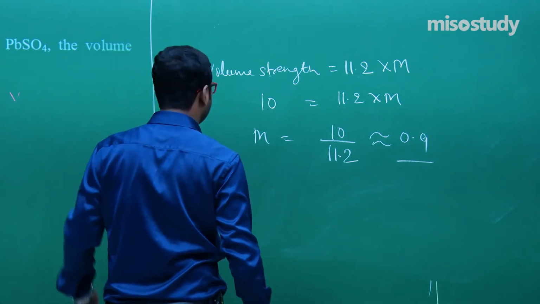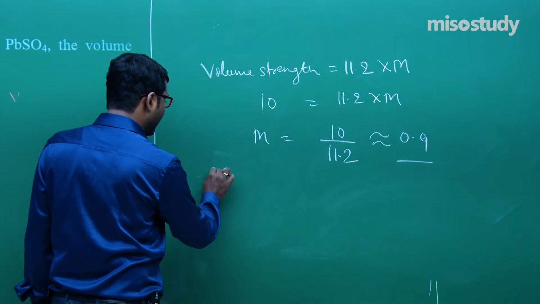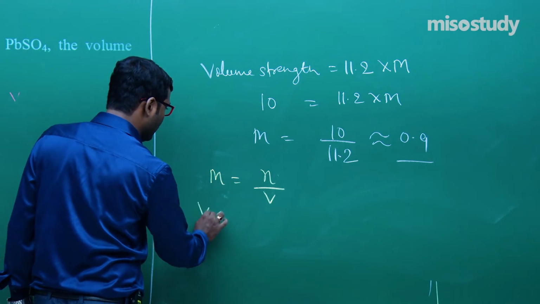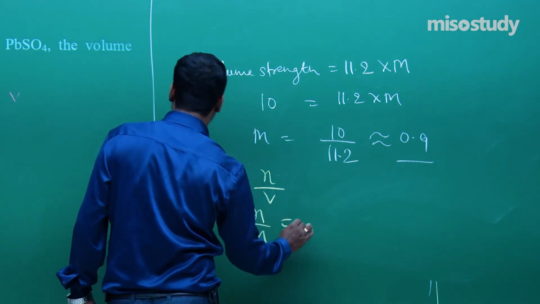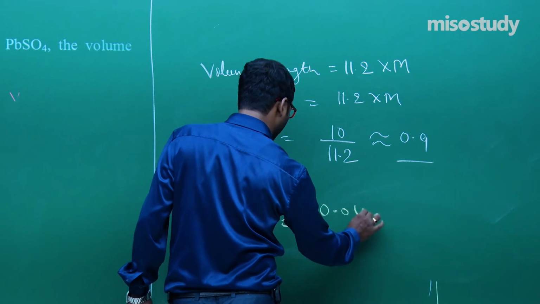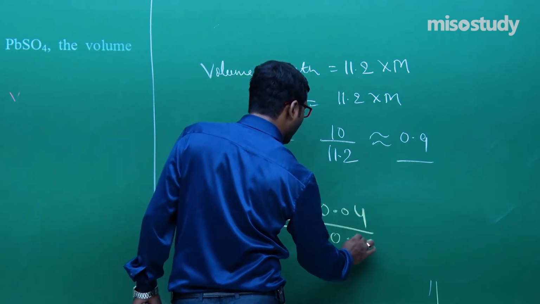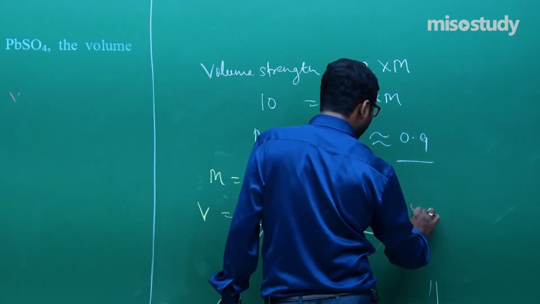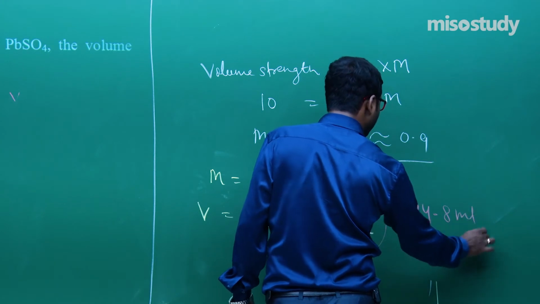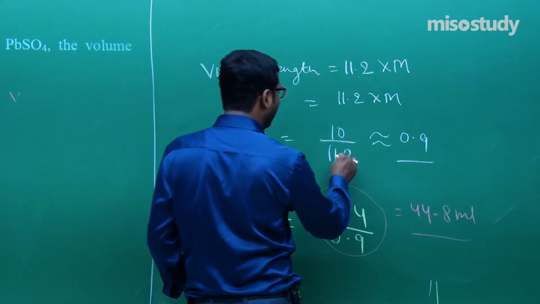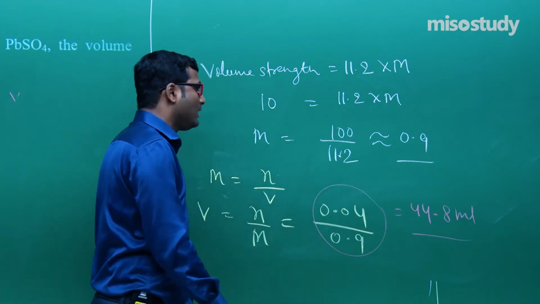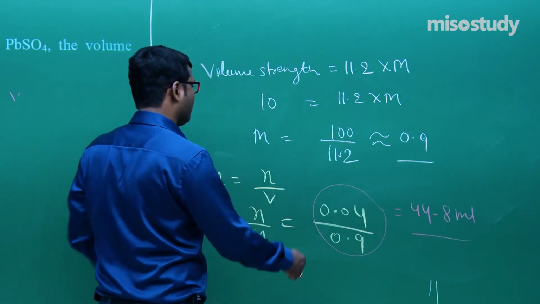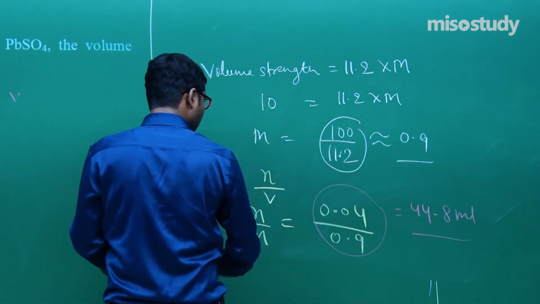Now what we need to find is the volume. As we know, molarity is equal to number of moles upon volume. That is, volume is equal to N upon M. What is the number of moles? As I told, 0.04 upon molarity, around 0.9. If you solve this expression, then definitely you will get the value which is around 44.8. Put here 100 upon 11.2, so it will give around 0.89.